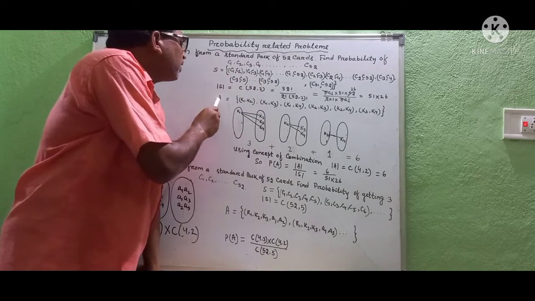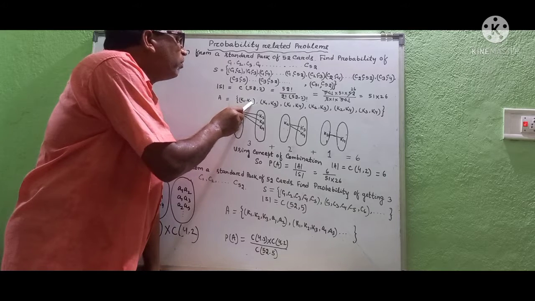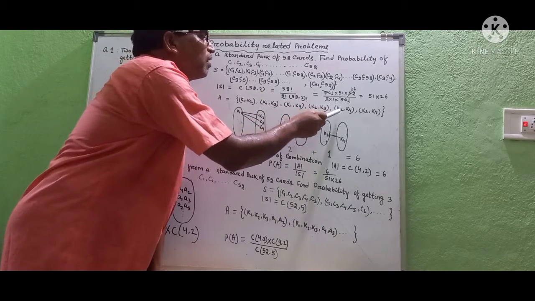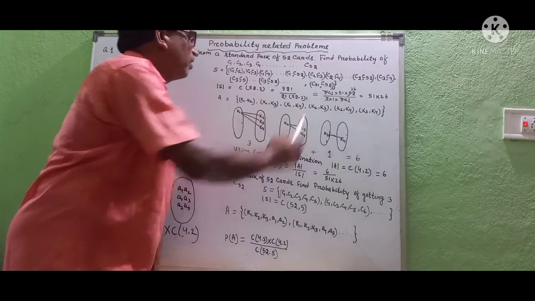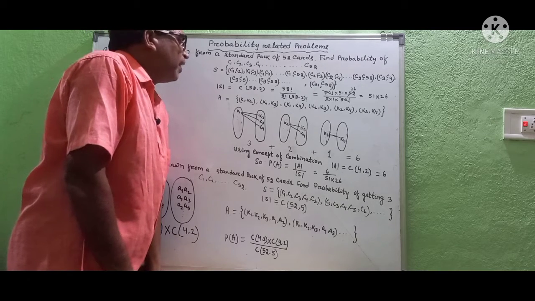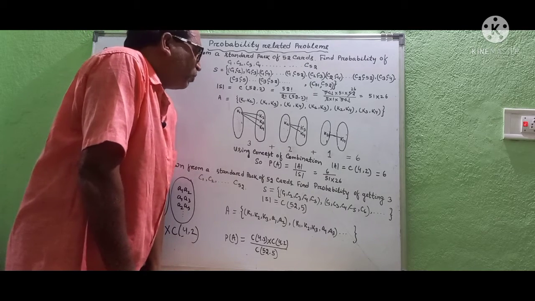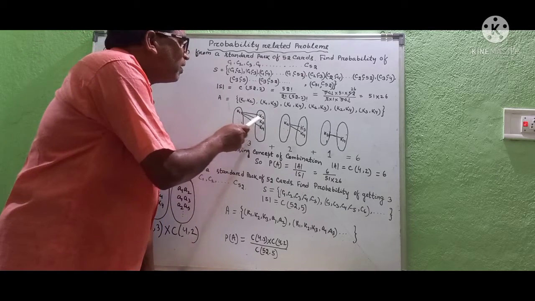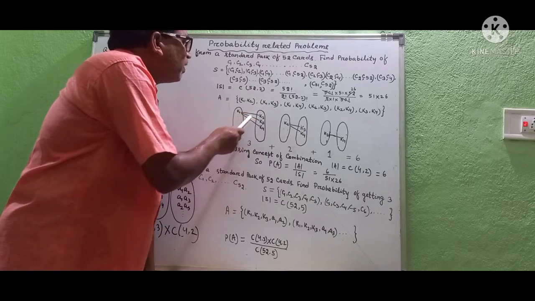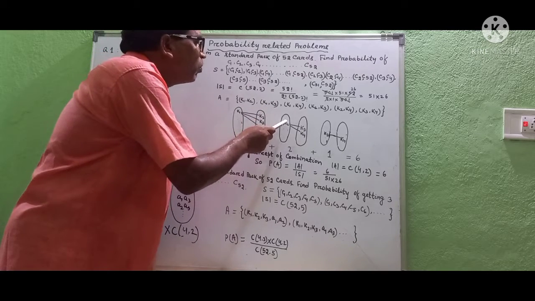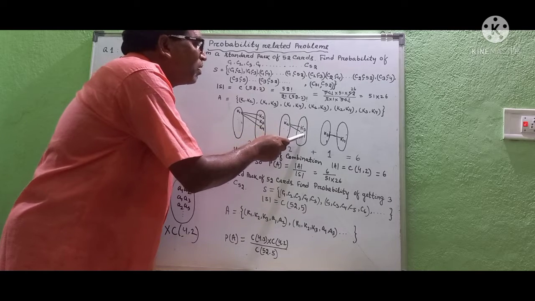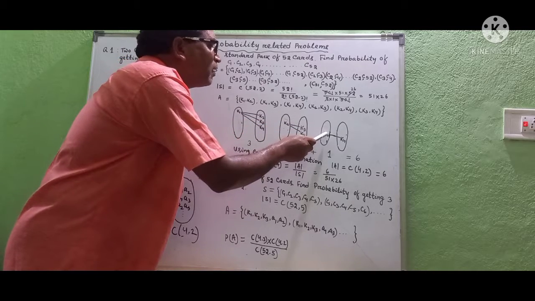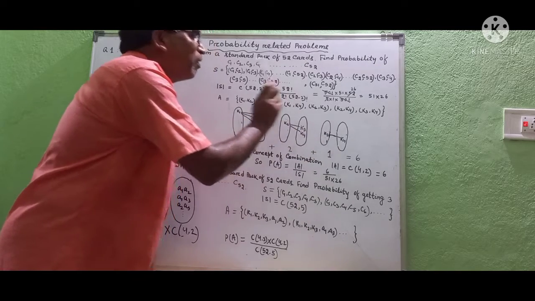Then comes to event. Event will be like this: K1 K2, K1 K3, K1 K4, K2 K3, K2 K4, K3 K4. So I have shown it analytically so that you can understand clearly, right? K1 K2, K1 K3, K1 K4. After completion of K1, you see K2 K3, K2 K4. After completion of K1 and K2, rest is K3 K4.